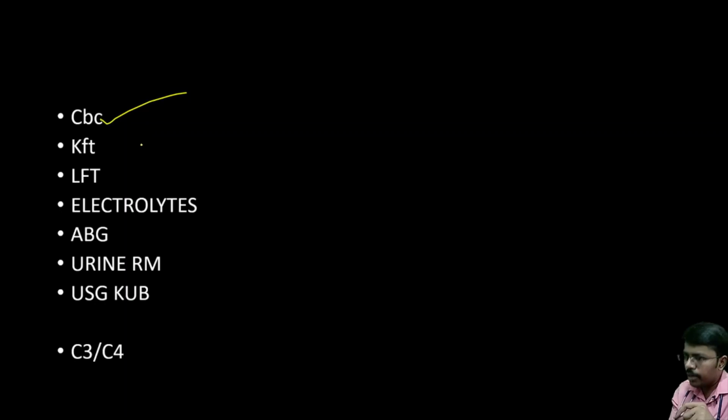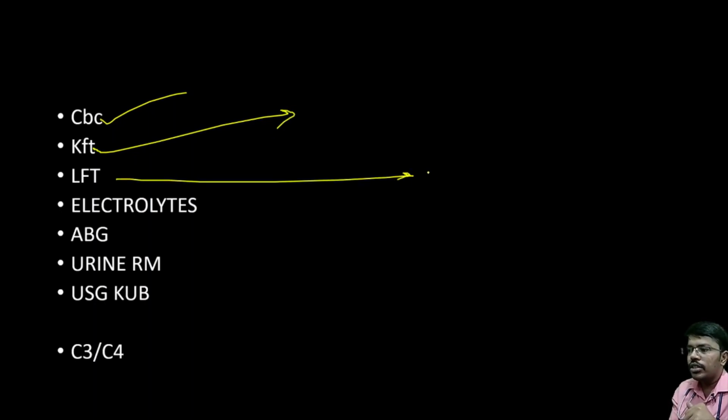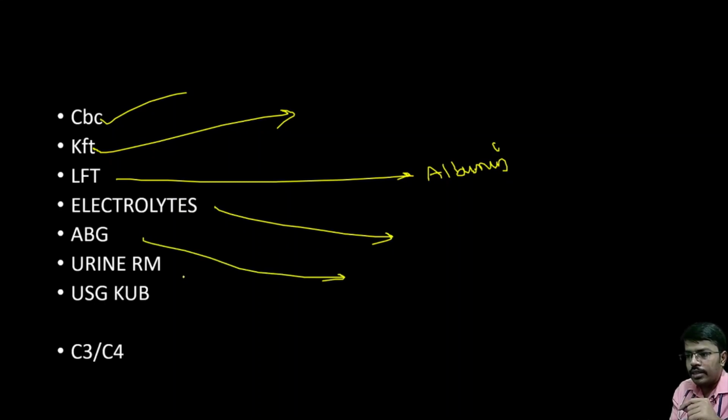First you have to get the complete blood count to look at the hemoglobin, any autoimmune process if it is there, patient might be anemic. Kidney function test. In the liver function test, albumin is very, very important in the case of AKI because we have to look at whether the glomeruli is involved or not. If the glomeruli is involved, there will be loss of albumin in the urine. Electrolytes: sodium, potassium, calcium, magnesium, phosphorus is very important. ABG to look for the acid-base status.